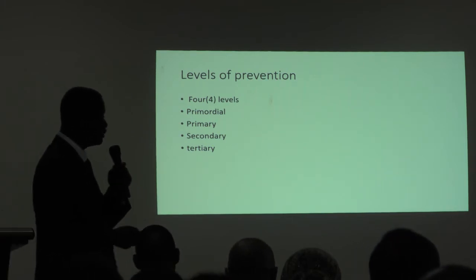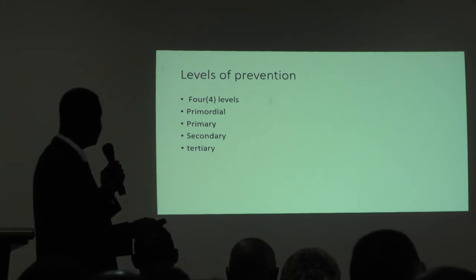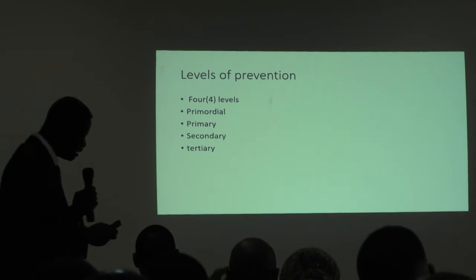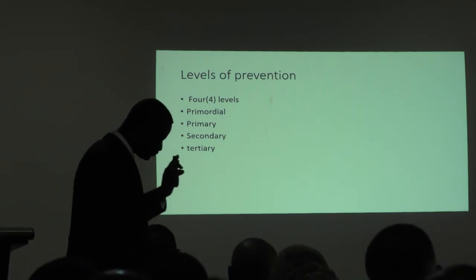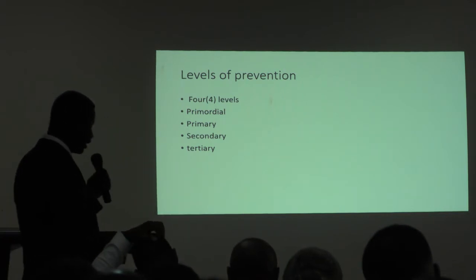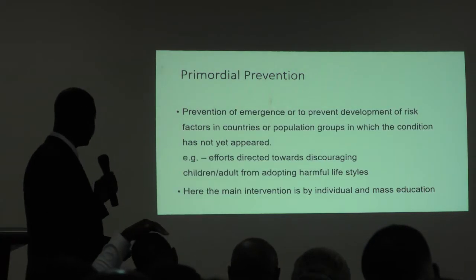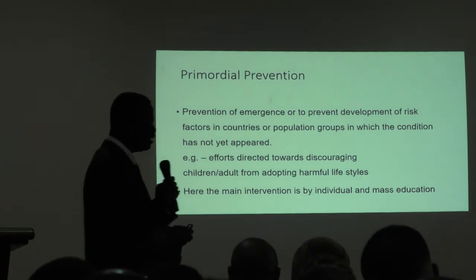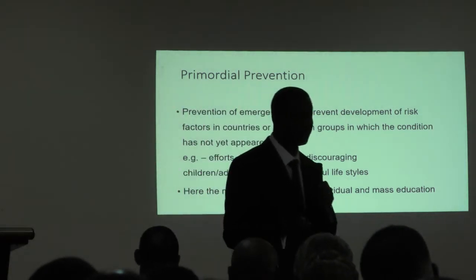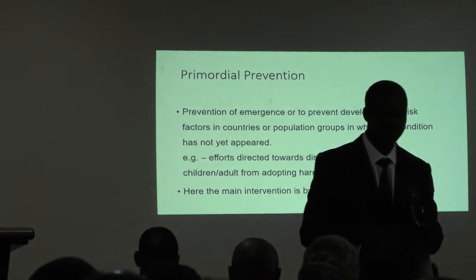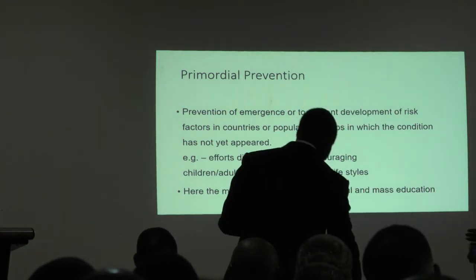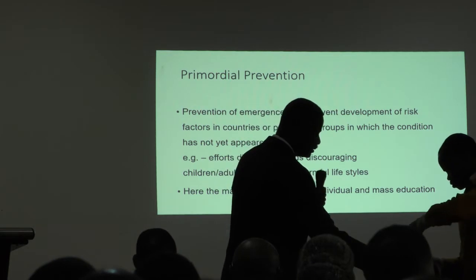We have four levels of prevention. The primordial one, which we'll talk about, is just by education. Then the primary, secondary, and the tertiary. So this one basically is to educate them to change their lifestyle.